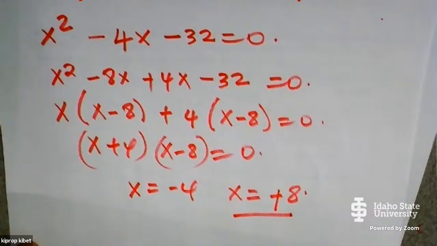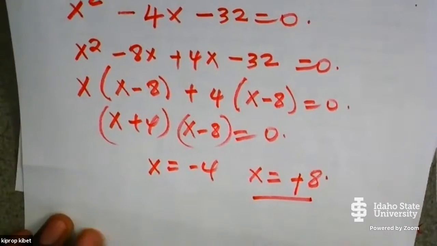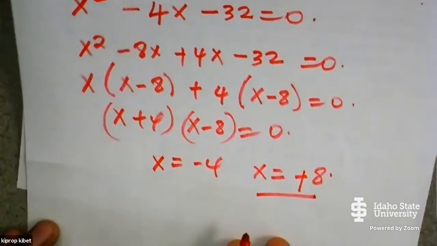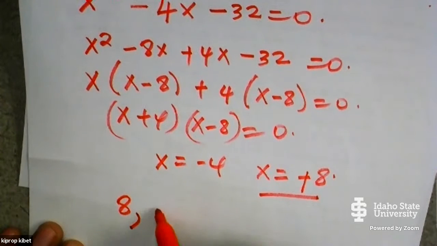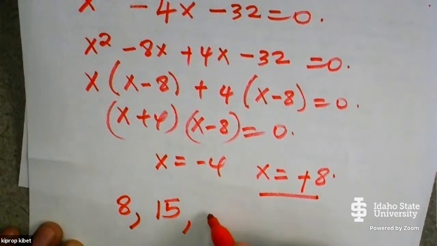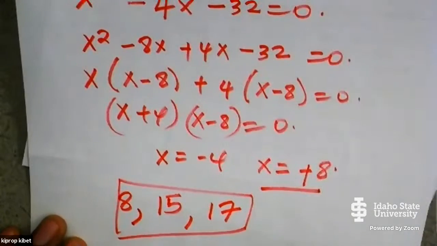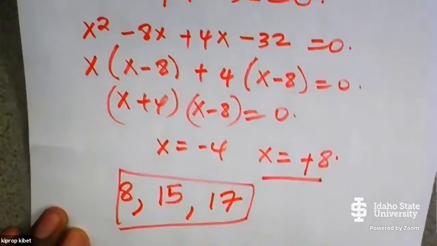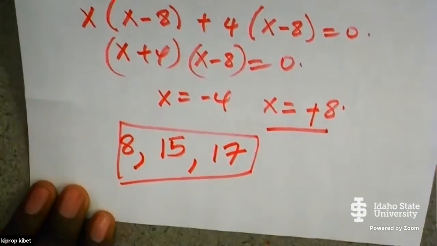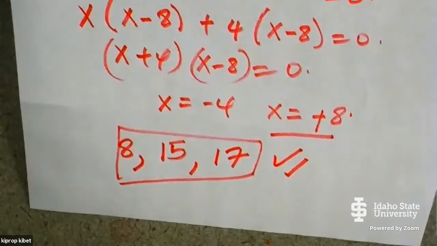So which one should we take? We take the positive one. So we take 8. When you take 8 there, then one side will be 8. The next side will be 15, and the other one will be 17. And that's how we solve it.